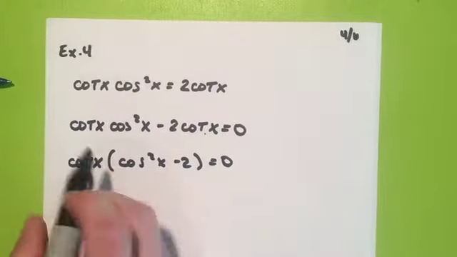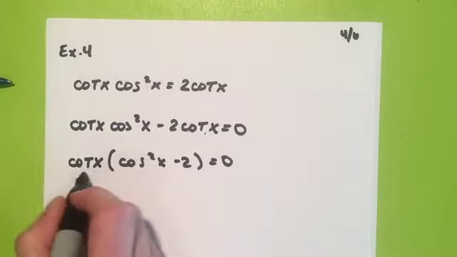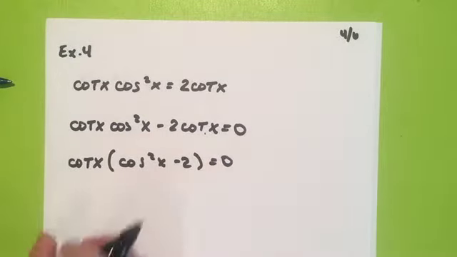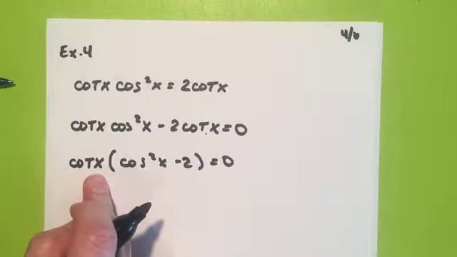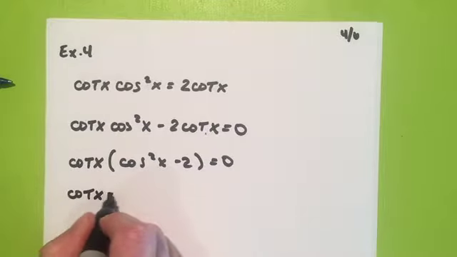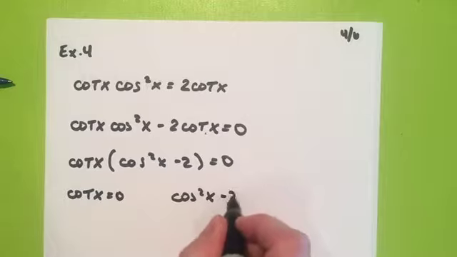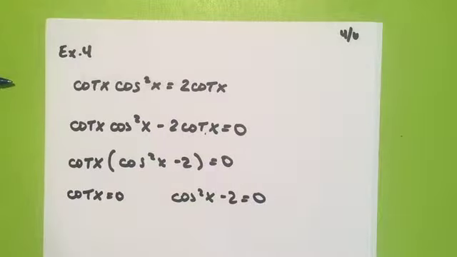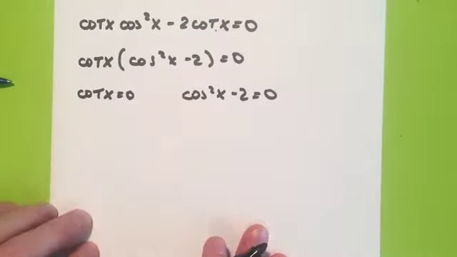What that does for us is it enables us to use the zero product property. If we have the product of two things equal to 0, then we need to find the value of the variable that makes each individual factor equal to 0. So I'm going to set cotangent of x equal to 0. I'm going to set cosine squared of x minus 2 equals 0. Now we've got two statements that are just one trig function.